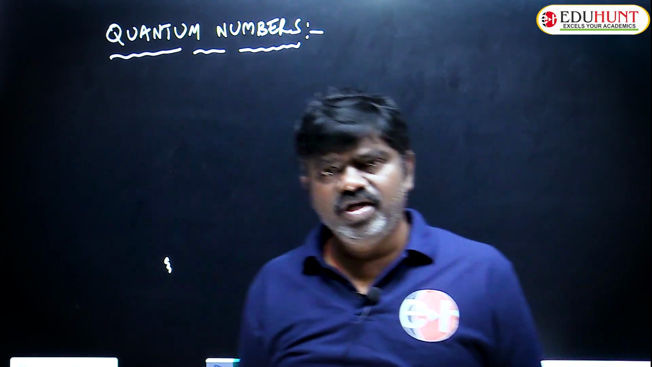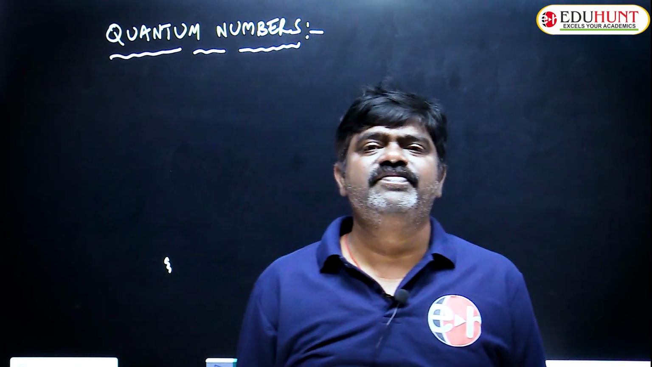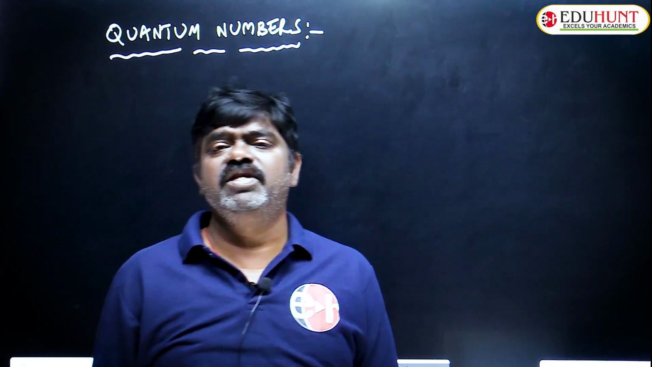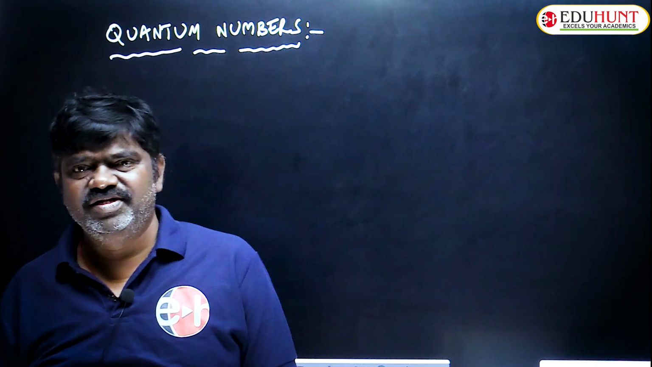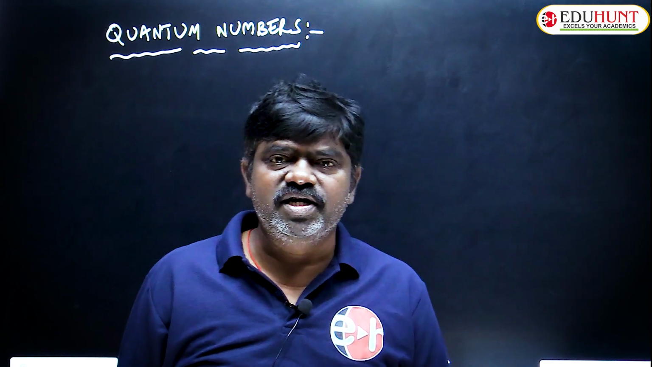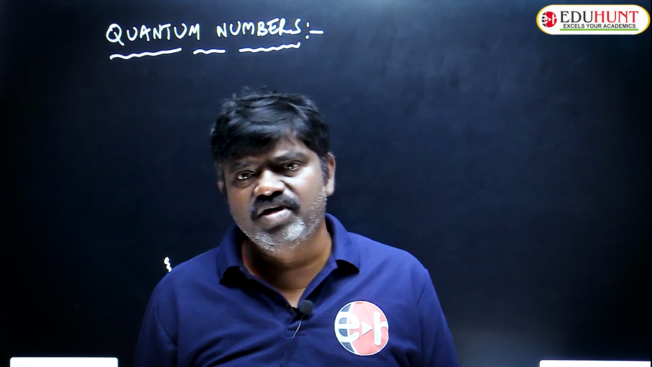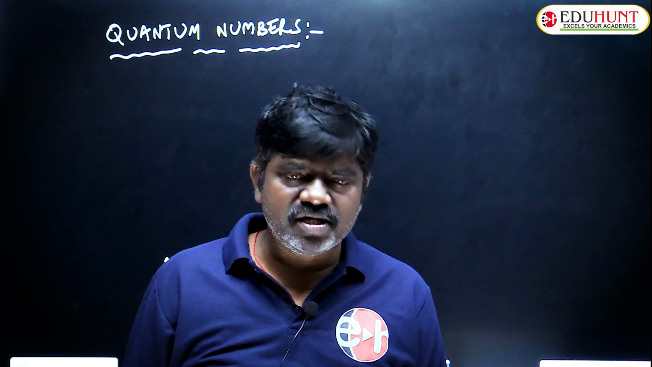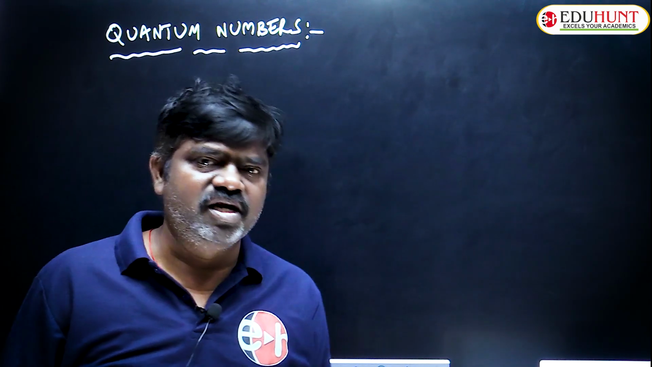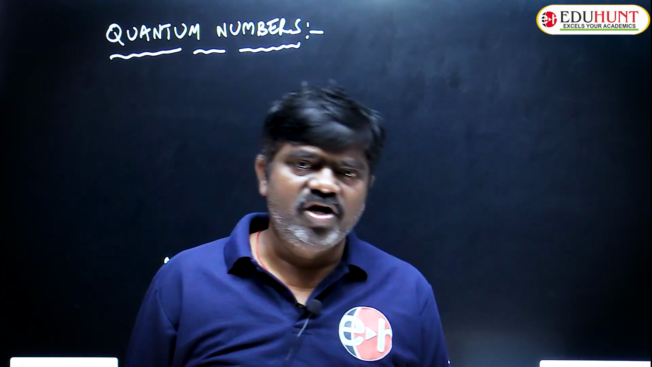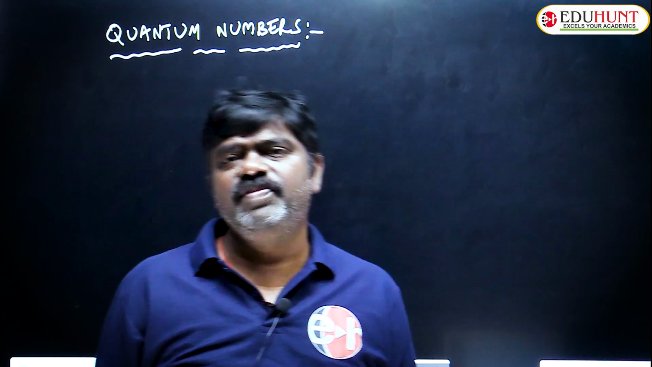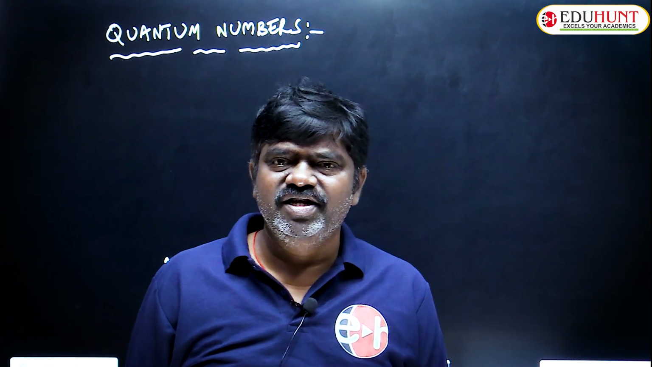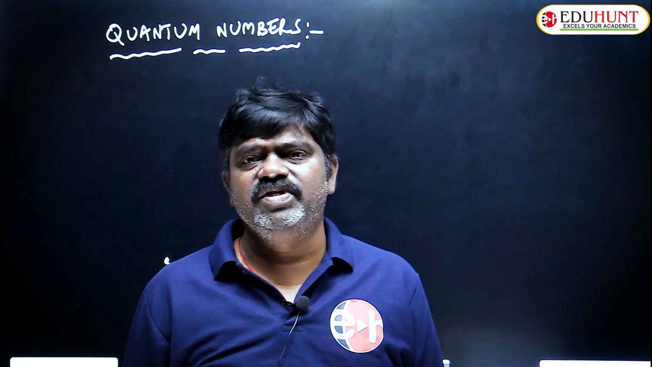Orbital means the maximum probability of finding an electron around the nucleus. So many orbitals are there in an atom, and a large number of orbitals are permissible based on the three sets of quantum numbers.